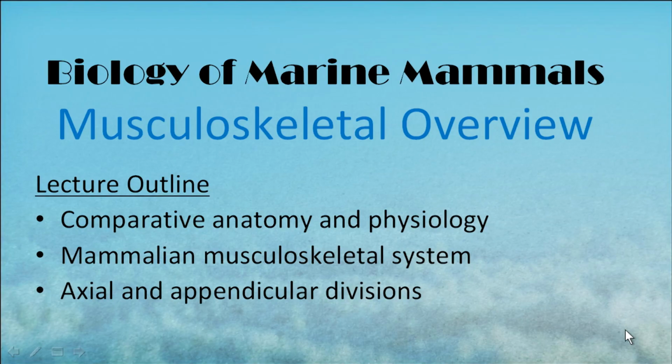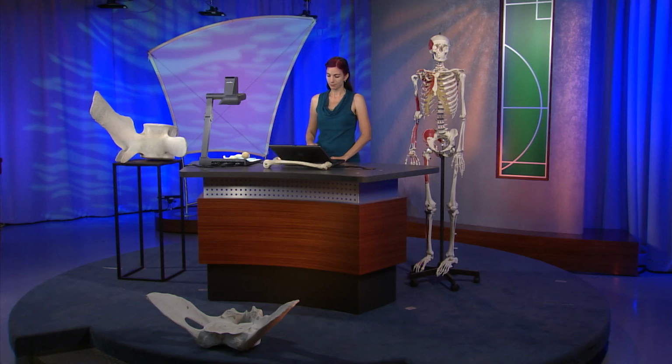To start, we're actually going to look at comparative anatomy and physiology and what that means. From there, we'll take a look at the mammalian musculoskeletal system as an overview of what the muscles and skeletal system are doing. And finally, we'll turn our attention to the skeletal system as we look at the axial and appendicular divisions.